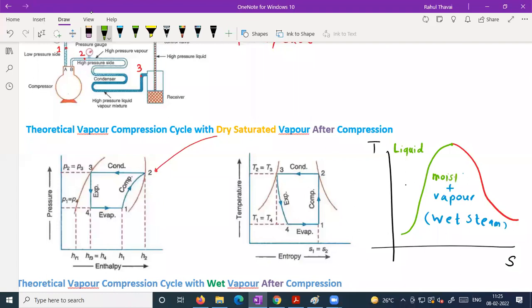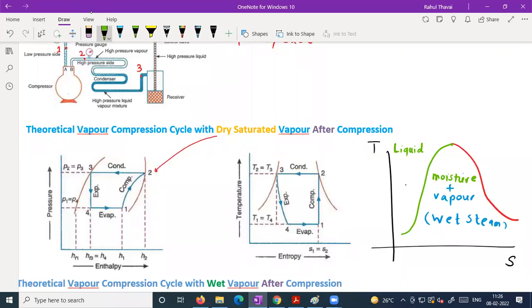This is a mixture of moisture plus vapor. Moisture plus vapor, that we used to call as wet stream, right? Now see, once you heat the wet stream, what happens? Whatever moisture is present in the wet stream gets removed. When you heat this wet stream, what is wet stream? It's a mixture of moisture and vapor. And when you heat it, what happens?